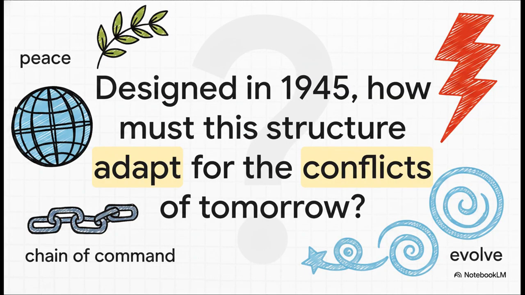And that brings our strategic overview to a close. We've seen a system designed in the aftermath of a world war with a really clear chain of command for trying to maintain peace. But the final question we're left with is a pretty big one. As the very nature of conflict changes, how must this 20th century structure evolve to meet the challenges of the 21st?